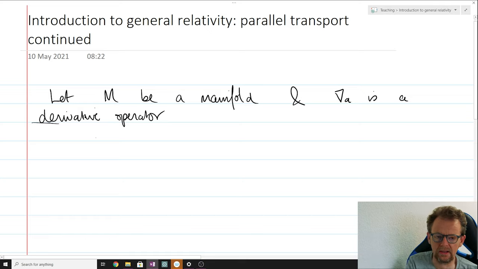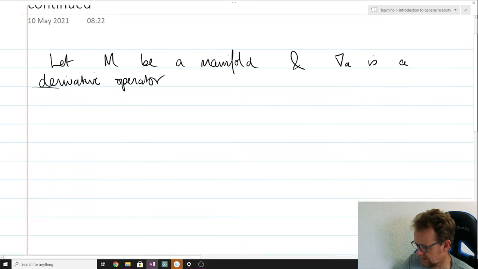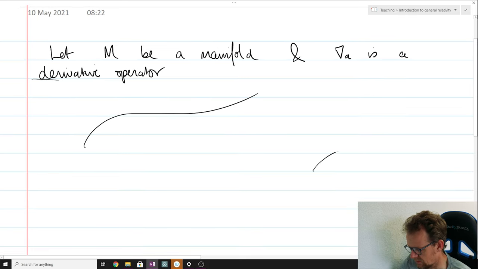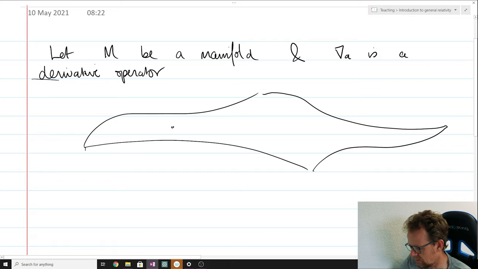then today I'm going to explain to you how to use a delta operator to build a notion of a parallel transporter, or equivalently a parallel transporter device, that will allow us to identify tangent spaces at different points on a manifold. So here's my cartoon for a manifold. Here's M. Here's a point P. And here's a point Q.